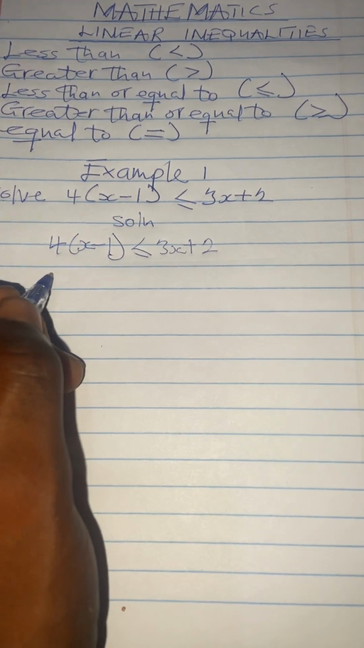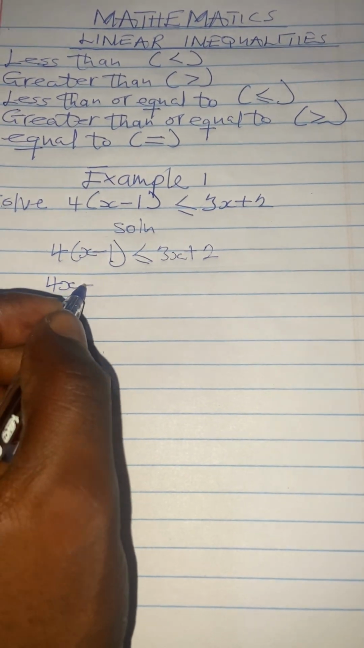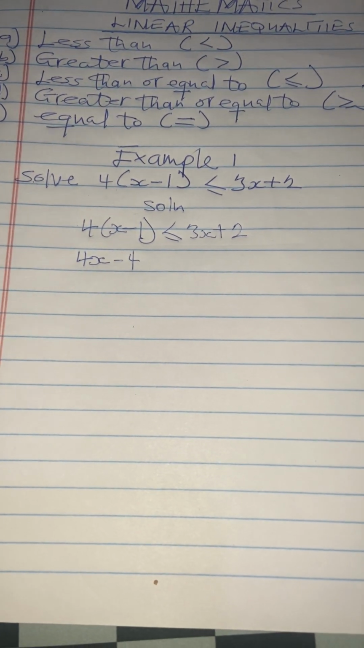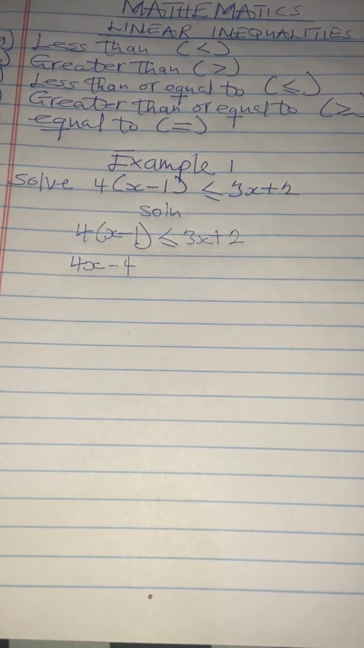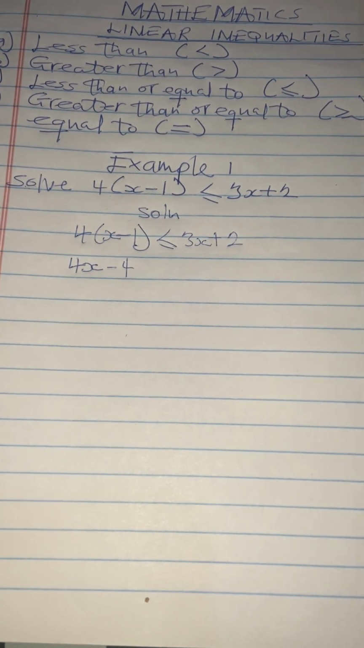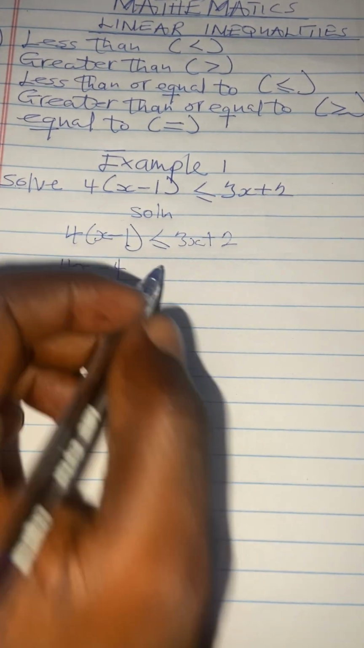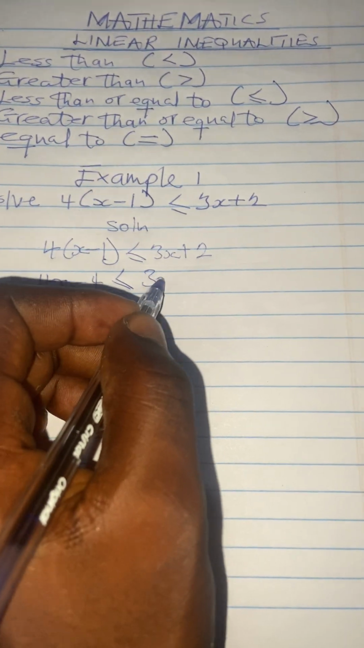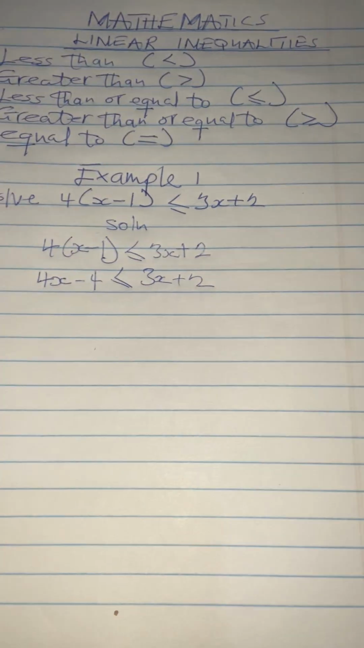Okay, so expand the bracket, you get 4x minus what? 4, right? 4x minus 4, because 4 here will multiply the x, you get 4x, and the 4 here will multiply the negative 1, you get what? Negative 4. So it is less than or equal to 3x plus 2.